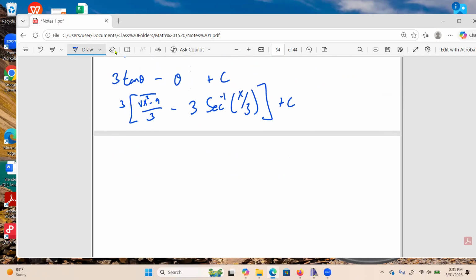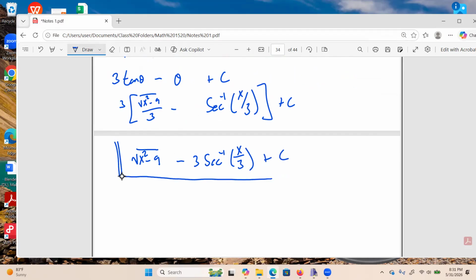No, it's not 3 here, sorry. The extra 3 in here is just secant inverse of x over 3. That's where the 3 came from. So we have the square root of x squared minus 9 minus 3 secant inverse of x over 3 plus c. And that would be our answer for this kind of a problem.